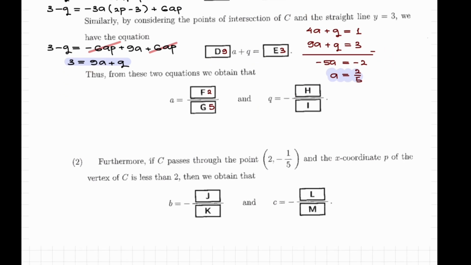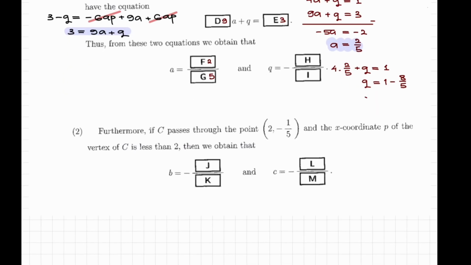And then for Q, just substitute a into one of these two equations. If I substitute it into the first equation, then I will obtain 4 times a, which is 2 over 5, plus Q is equal to 1. That means Q is equal to 1 minus 8 over 5. That means Q is equal to negative 3 over 5. This is your answer for Q. So H and I here is 3 and 5.